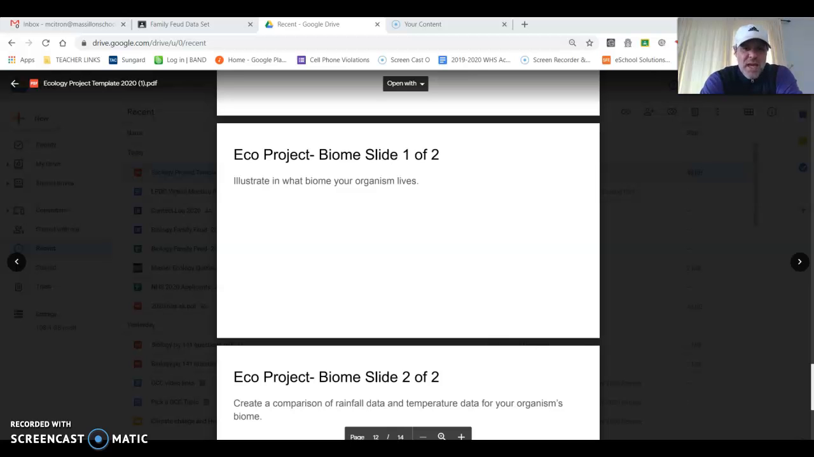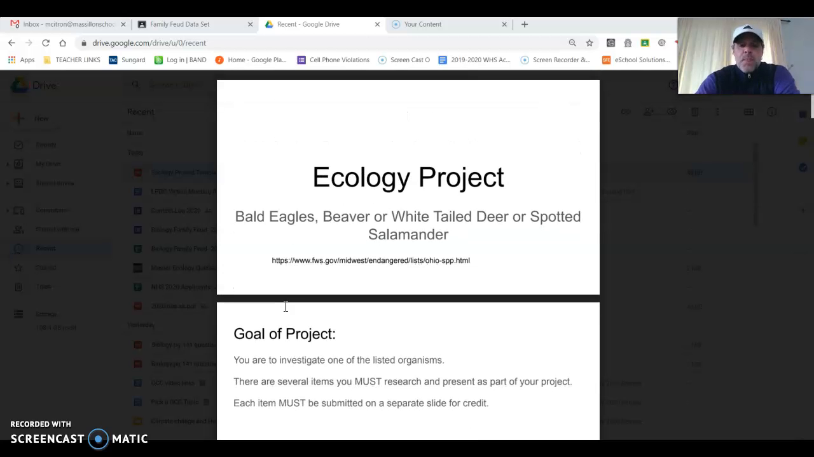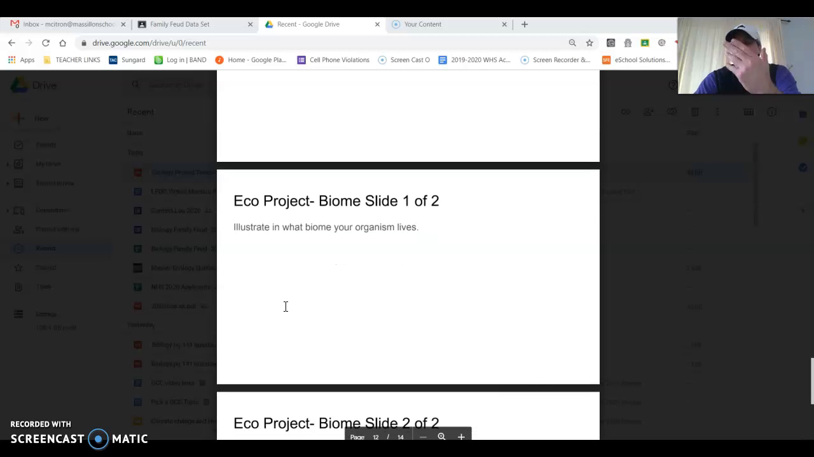So when we're looking at what biome your organism lives in, go back to the biome video that I had recorded and the organism that you have selected. You are going to select one of these four organisms: bald eagle, flat-tailed beaver, white-tailed deer, or spotted salamander. Pick one of those four, and then identify on this slide what biome your organism lives in. You can do it with an image, a graphic, or a hand-drawn illustration. Somehow you're going to illustrate what biome your organism lives in.